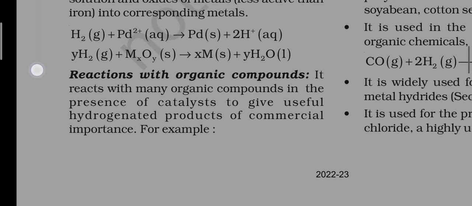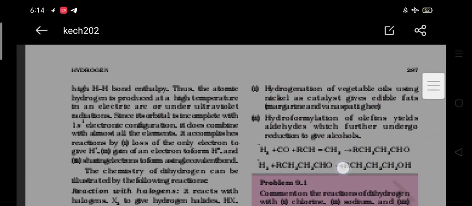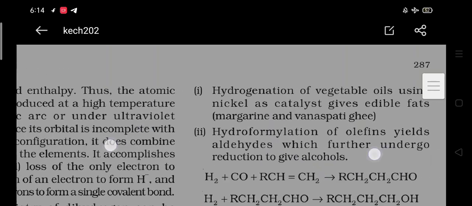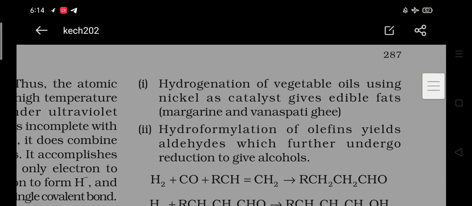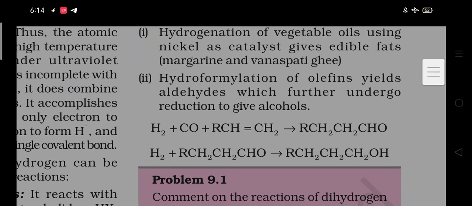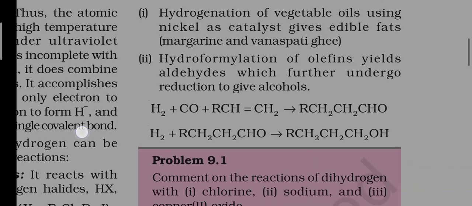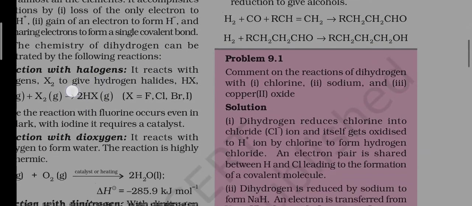Next is reaction with organic compounds. It reacts with many organic compounds in the presence of catalyst to give useful hydrogenated products of commercial importance. For example, hydrogenation of vegetable oils using nickel as catalyst gives edible fats. Hydroformylation of olefins yields aldehydes, which further undergo reduction to give alcohols.